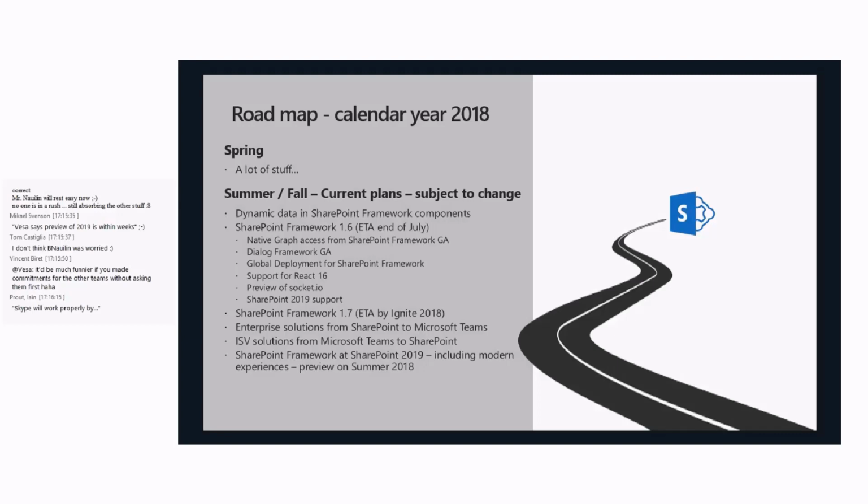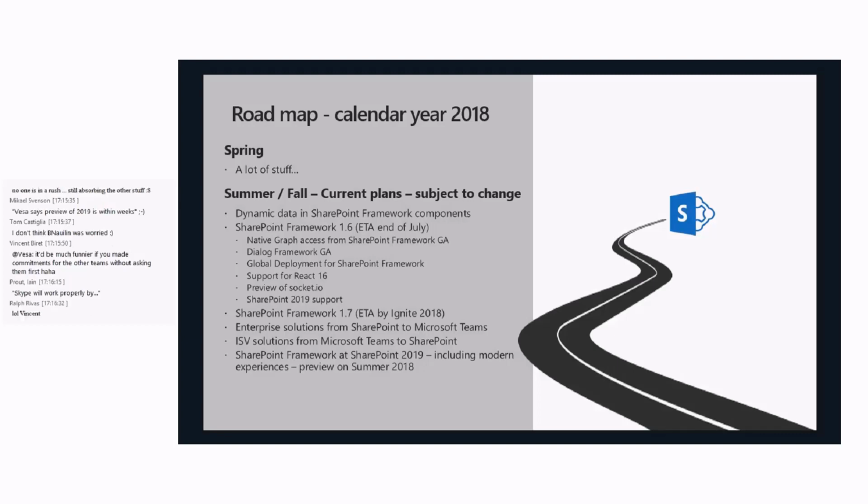So we're looking into having, for example, the Microsoft Teams tab development support as part of the 1.7. So that will not be as part of the 1.6. So we'll see how it goes.